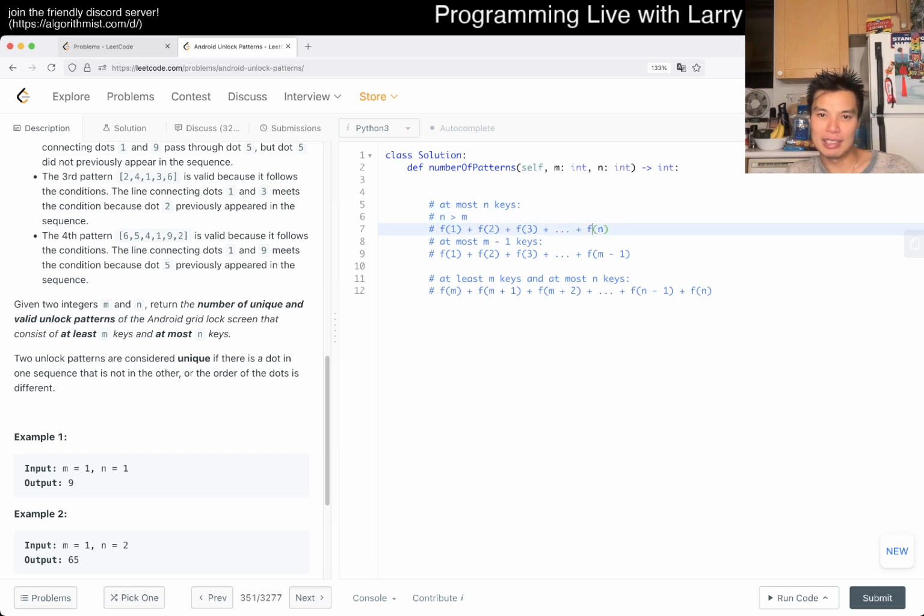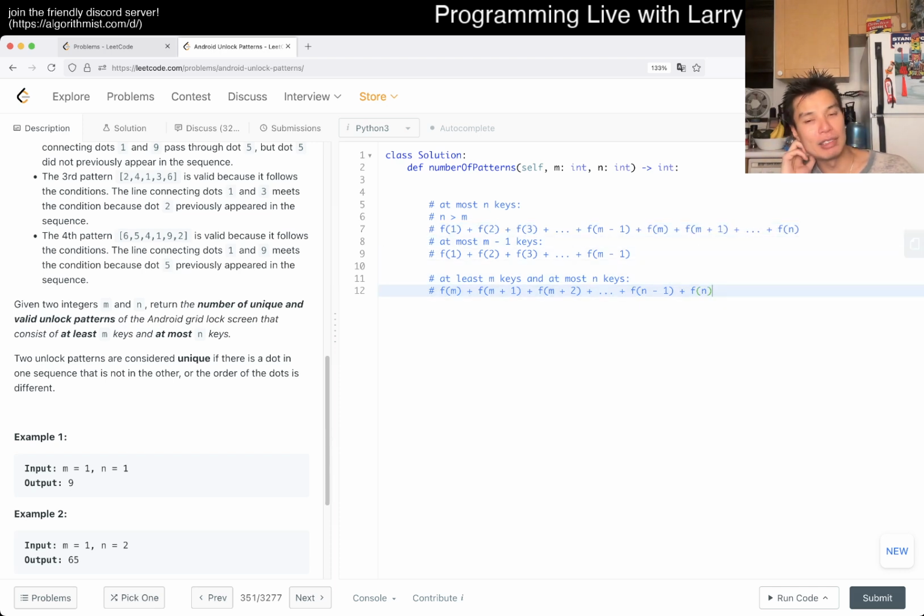Then now you can see that this is going to be f of m minus 1 plus f of m plus f of m plus 1 plus dot dot dot. I'm just going to dot it out. But the key point is that if you subtract this from this, or the other way around, then you get this, right? So that's basically the idea. It comes up a lot.